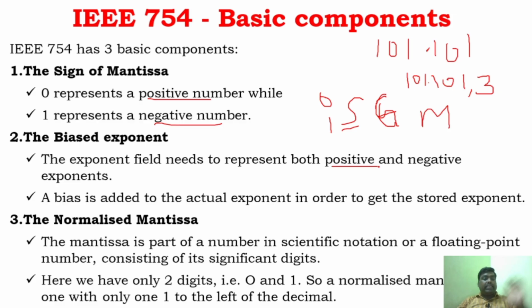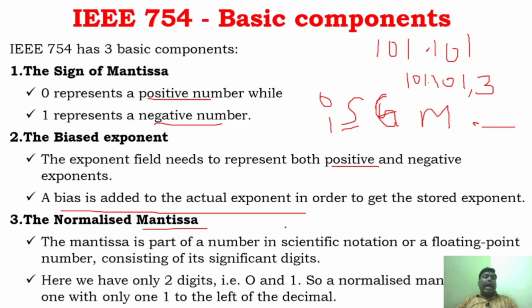By using biasing, the bias is added to the actual exponent in order to store the exponent. So you know that formula as well: 2 to the power of e minus bias. And the mantissa is nothing but the digits after the decimal point, right? So in computers, why are we using floating point numbers? Because we need to represent scientific numbers, like Avogadro's number or Planck's constant. Any such number, we will use floating point representation.